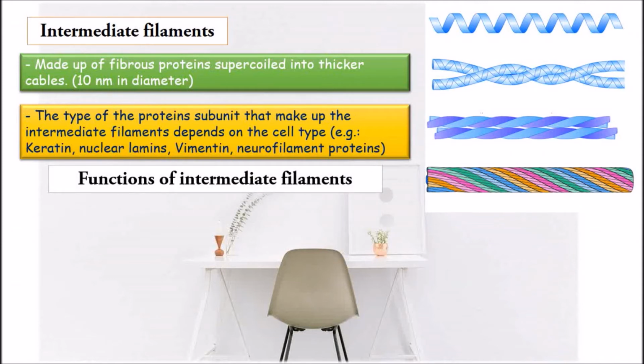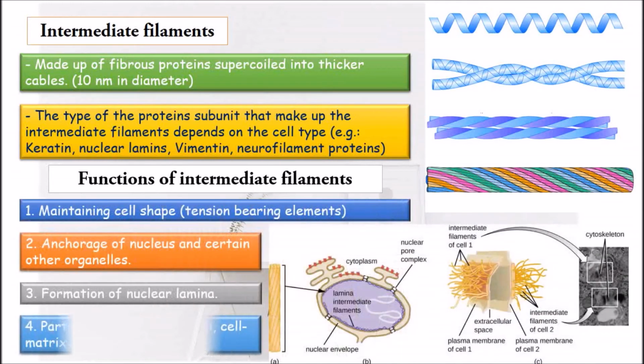Functions of intermediate filaments: maintaining cell shape, tension-bearing elements, anchorage of nucleus and certain other organelles, formation of nuclear lamina, participate in some cell-to-cell, cell-to-matrix junctions.